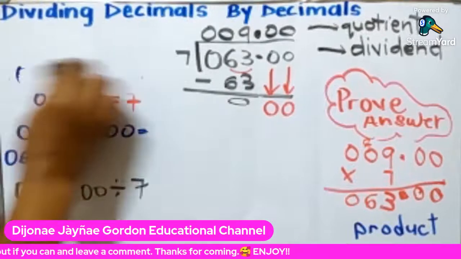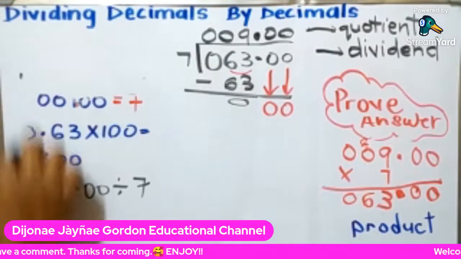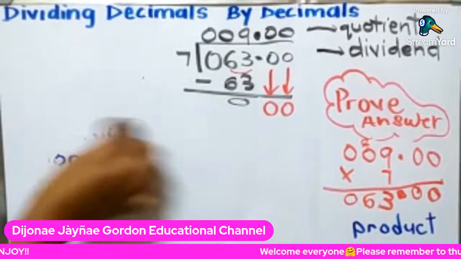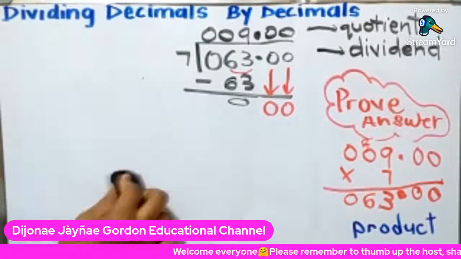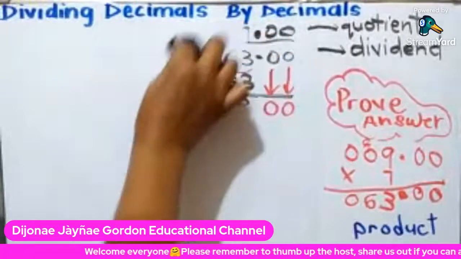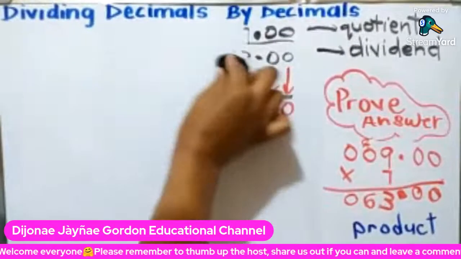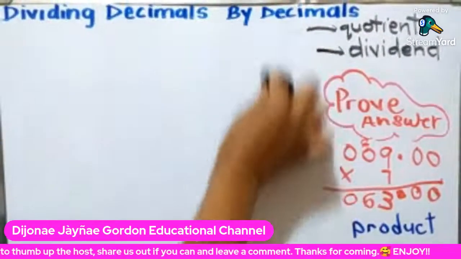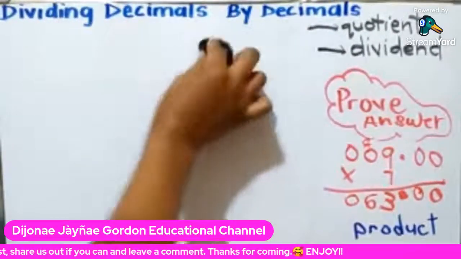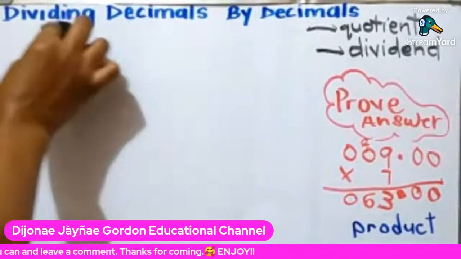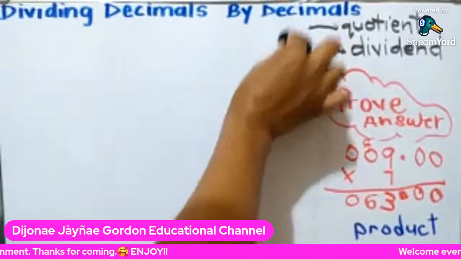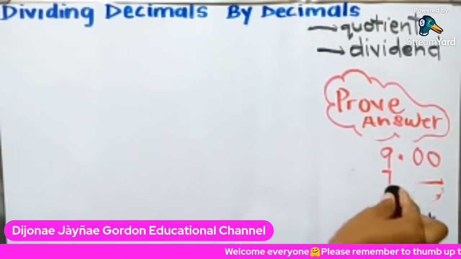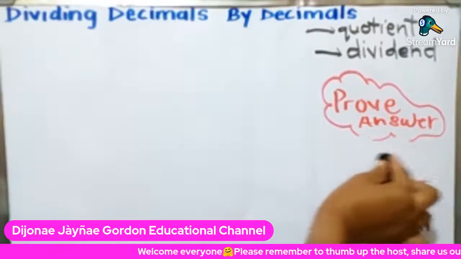Remember now, we are dividing by decimal, we're dividing by decimal. So we must ensure that we change our divisor from decimal to a whole number. All right? And remember, whatever power of 10 we use to multiply our divisor, that's the same power of 10 we must use to multiply our dividend. All right? So let's work another one.